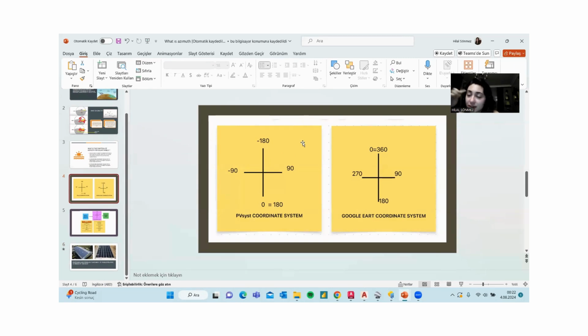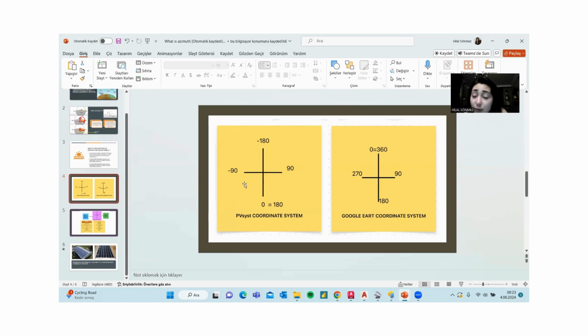First, we should understand the sense behind the Google Earth coordinate system and the Pvsyst coordinate system. As you can see, the Google Earth coordinate system starts from 0 degrees, goes to 90, 180, 270, and completes itself at 360 degrees.